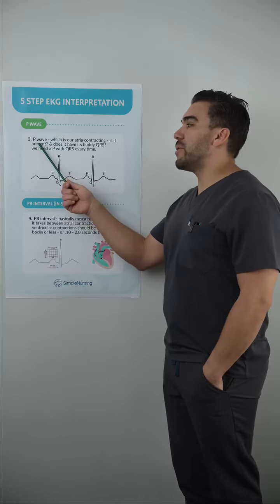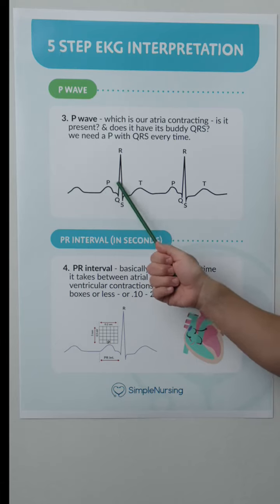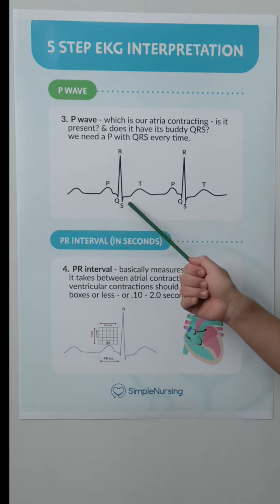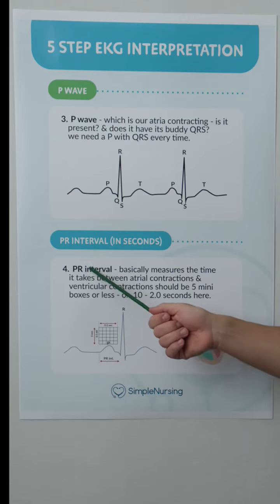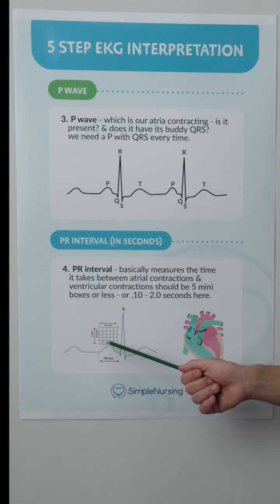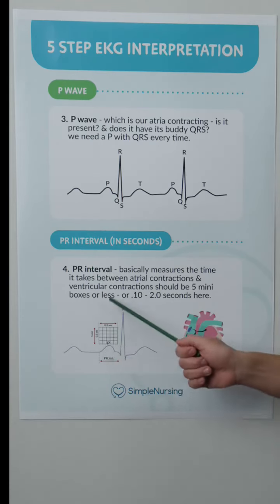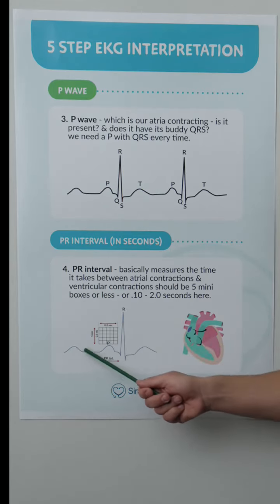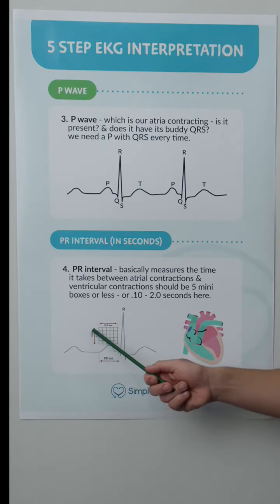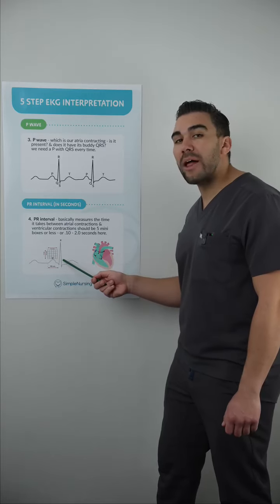Step number 3 is the P wave. Remember, with the P pump, this is the atrial lump, and it should be married to the QRS, basically the ventricles pumping. Step number 4 is the PR interval. This basically measures the time between the atria contracting and the ventricles contracting. So if the PR interval gets way too long, like over 5 mini boxes, well, then we have some type of blockage in the heart.